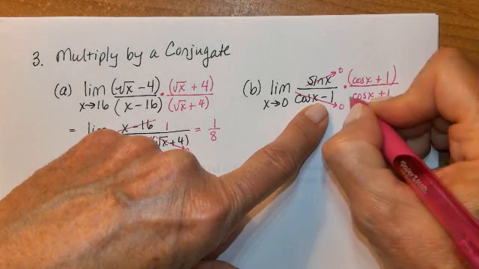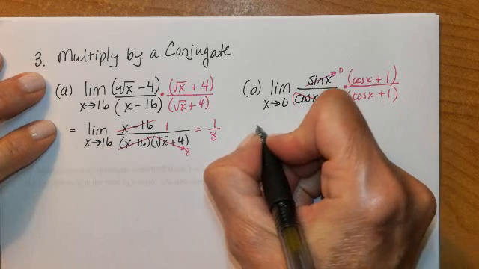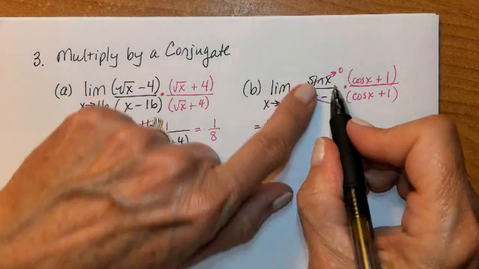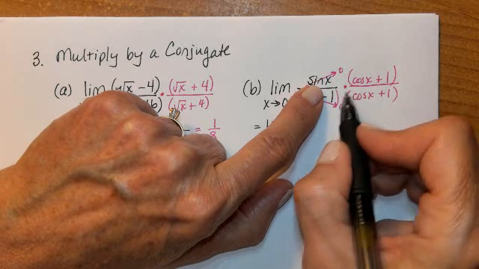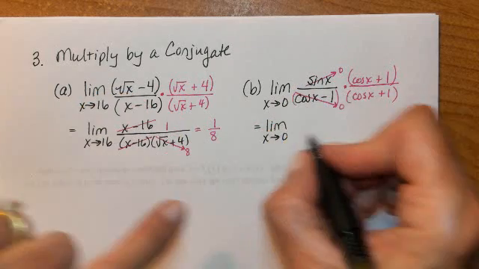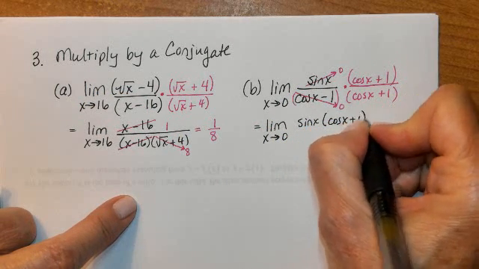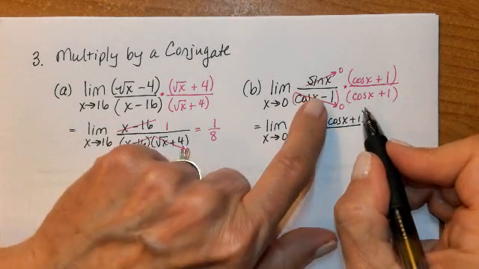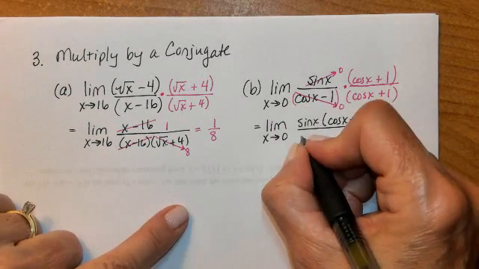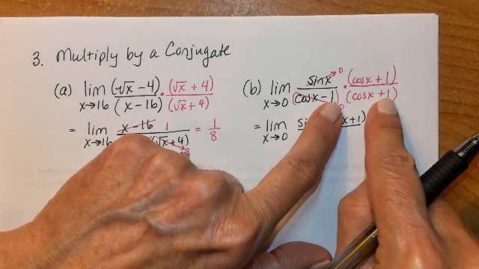Parentheses, parentheses, parentheses. So this is equal to the limit as x approaches 0 of, on the top, I'm not going to multiply, because if you do, you're going to lose something to reduce. So just leave it: sine x times cosine x plus 1. In the denominator, that's where our conjugates were, so that's where we want to multiply. So we're going to have cosine squared x, the middle term zeroes out, minus 1.